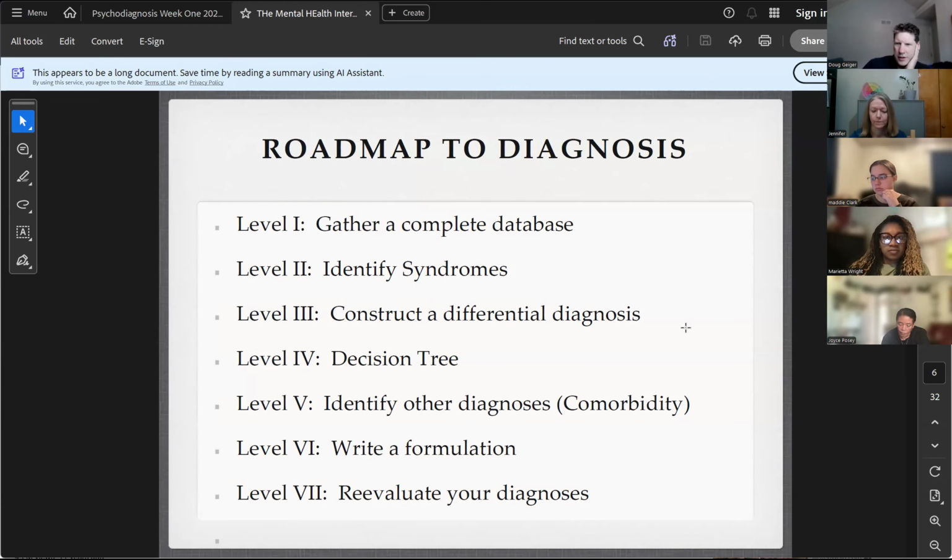So this will be what we'll be going through here: the roadmap to the diagnosis, right? Gather the complete information, identify syndromes, construct a differential diagnosis, a decision tree on how for treatment. Maybe we identify other diagnoses or comorbidity with what we're working with the client, then formulate a treatment plan: what steps are we going to take to help this individual? And then reevaluate the diagnosis. Is it the correct one? Is there anything else that needs to go with it? Specifiers and so on.